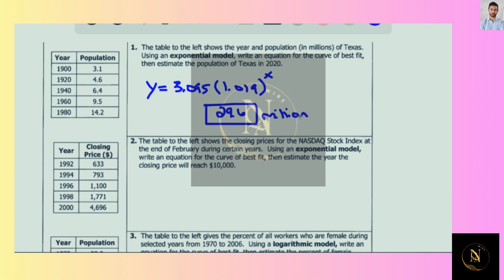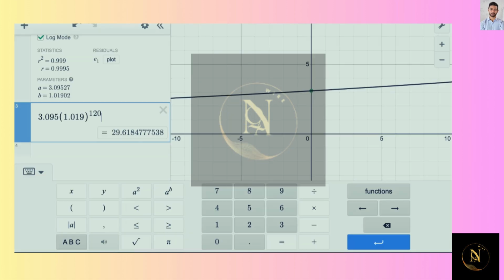The table to the left shows the closing prices for NASDAQ stock index at the end of February during certain years. Use an exponential model and then estimate the year the closing price will reach 10,000.